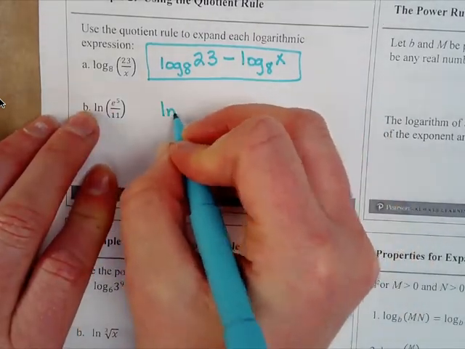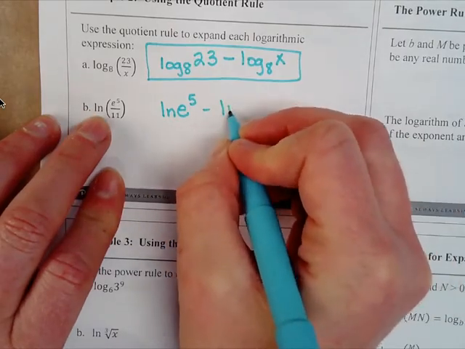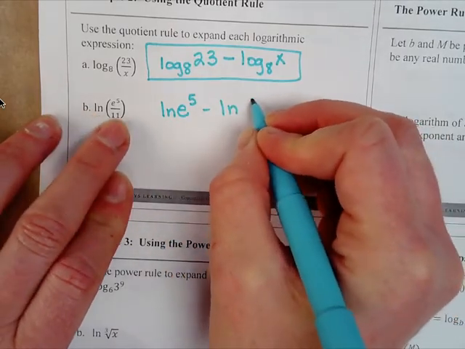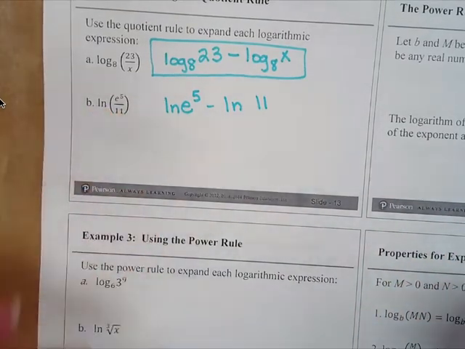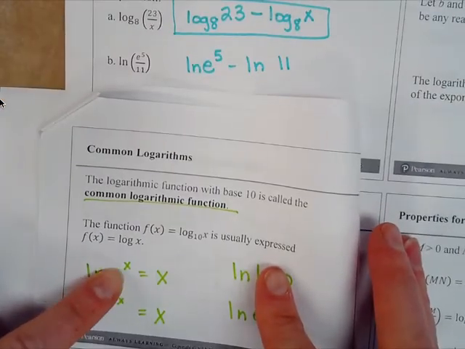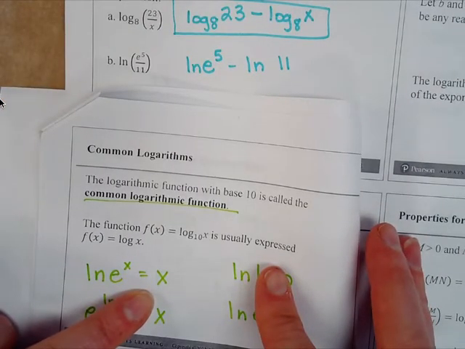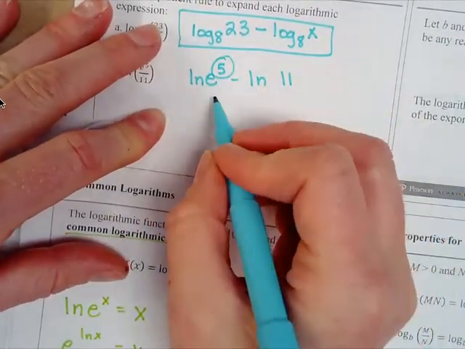Okay, let's look at the next one. Ln of e to the 5th minus ln of 11. We could use one of those properties from that last page. Ln e raised to the x just equals what the exponent is. So this is just going to equal 5.